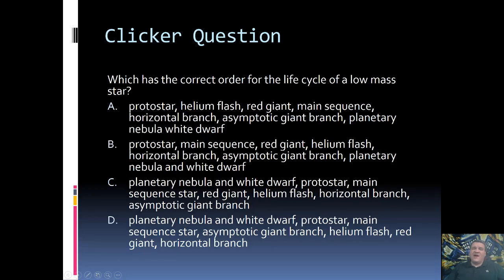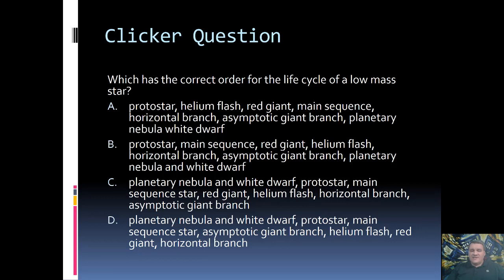Alright, let's see if you've got all of the different phases in order. Here is our 5th lecture quiz question. Which of these has the correct order for the life cycle of a low-mass star? A. Protostar, helium flash, red giant, main sequence, horizontal branch, asymptotic giant branch, planetary nebula, white dwarf. B. Protostar, main sequence, red giant, helium flash, horizontal branch, asymptotic giant branch, planetary nebula, and white dwarf.